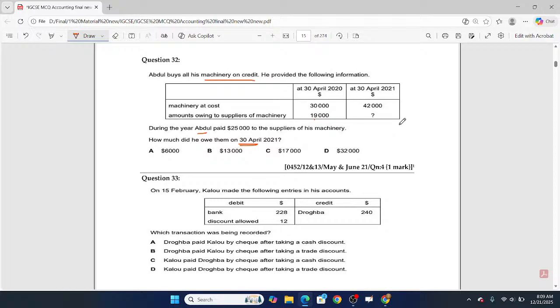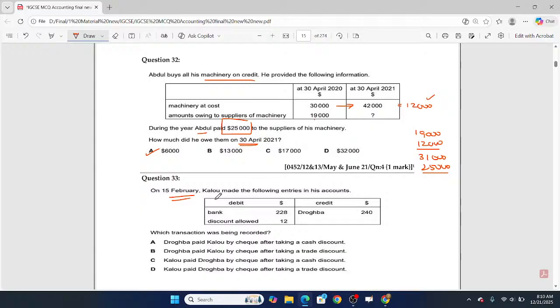Now, machinery increases by 12,000 rupees, right? What does it mean? Amount owing to supplier being 19,000, and this year we purchased another additional 12,000 rupees machine. For that also we are supposed to pay another 12,000. Naturally, the amount payable to them being 31,000. But in this current year, the payment made to them being 25,000. After subtracting 25,000 rupees, how much money are we still supposed to pay? 6,000. So A is the correct one.